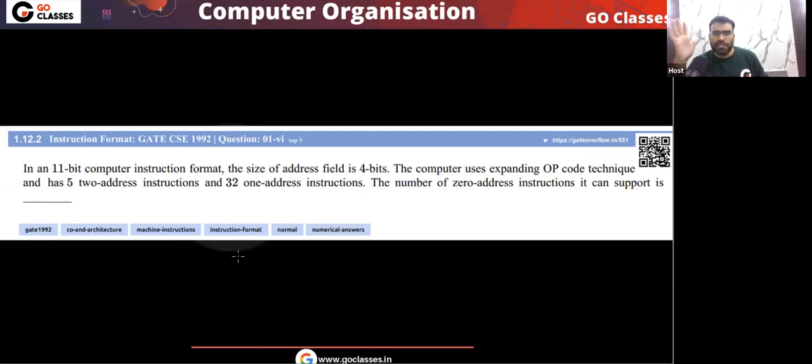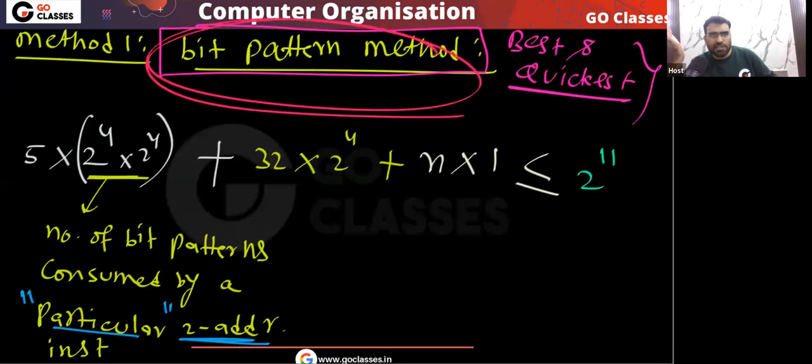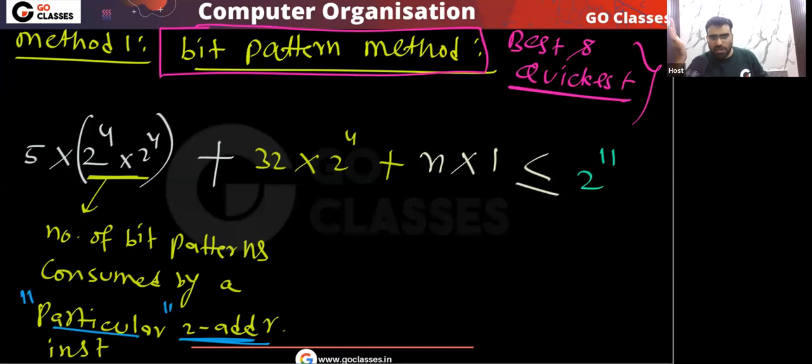We have done a lot of practice, so you are confident. You can use any method, method number one or method number two. But remember, method number one, this bit pattern method, is the best and the quickest. Okay, let's move on now.